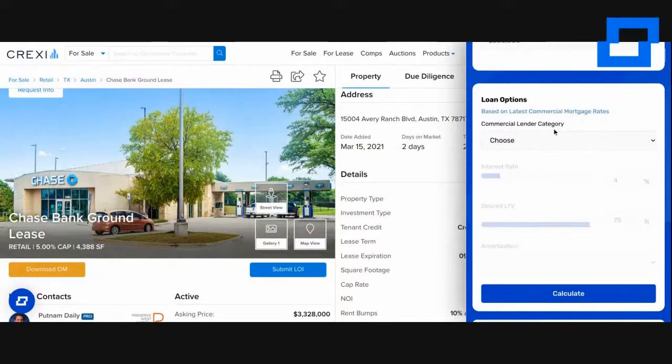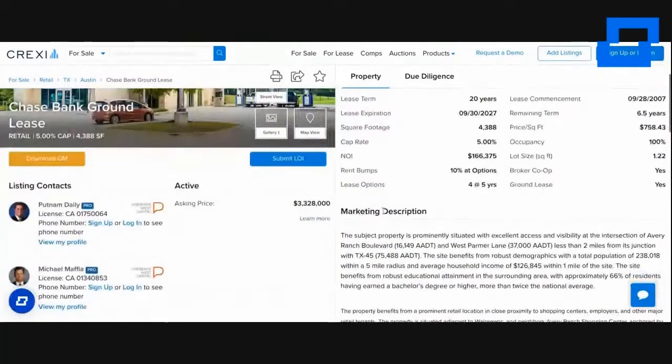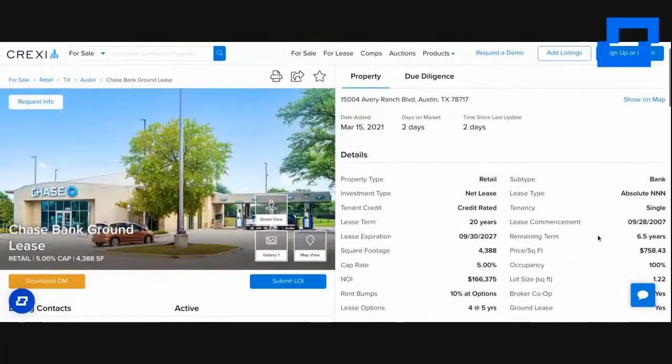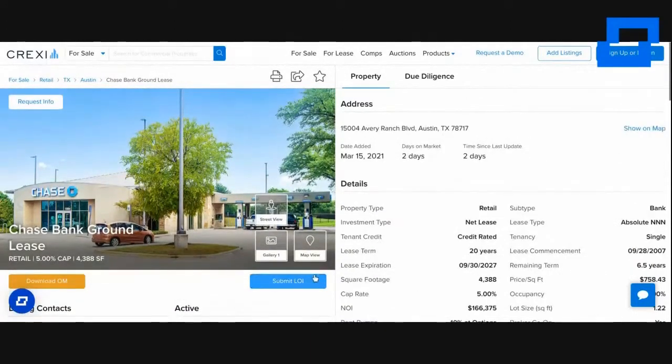Now, here's the real magic of the StackSource Browser Extension. You can look at this listing and you can know the NOI. You can see what the purchase price is. You can look at information about the lease. But to figure out what would my returns be if I bought this property, that's usually something a real estate investor is going to do in Excel.